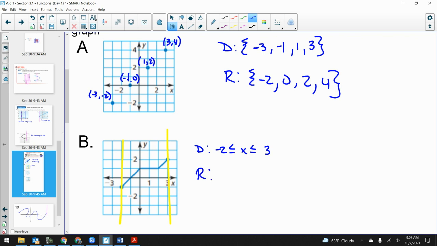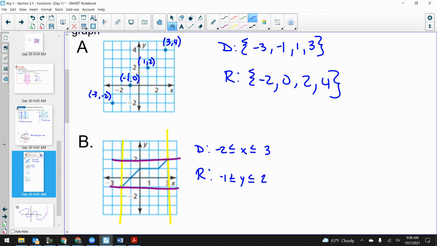Now, looking at my range, that's top to bottom. That's verticality. That's here to here. So looking at my range now, what's the lowest point that I have? -1. Highest point is 2. Now, instead of using x, what am I going to use? Yeah, just going to change that into a y.